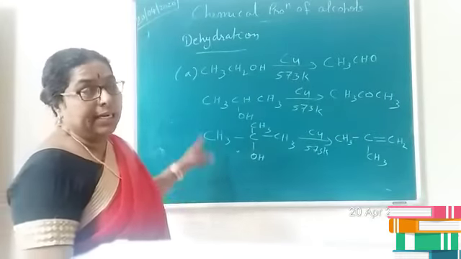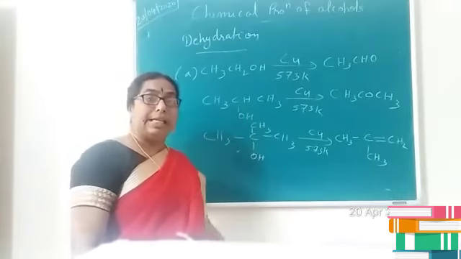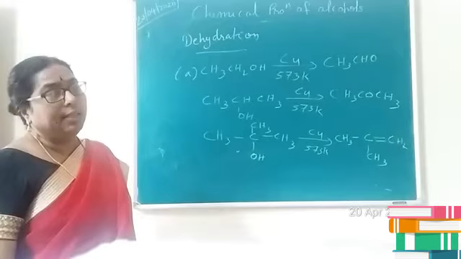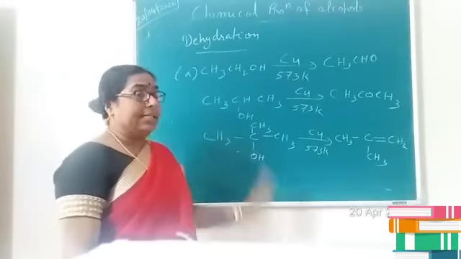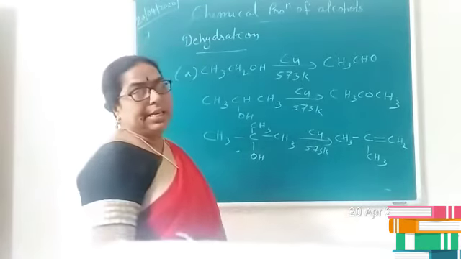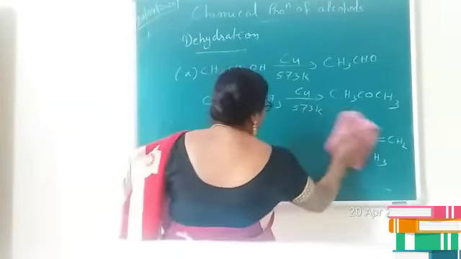Is it clear, children? Primary alcohol will give you aldehyde, secondary alcohol will give you ketone, but tertiary will be giving you alkene as the product. Is it clear? That is about the general chemical properties of alcohols. Now first let us study about the commercially important compounds in this alcohol series.